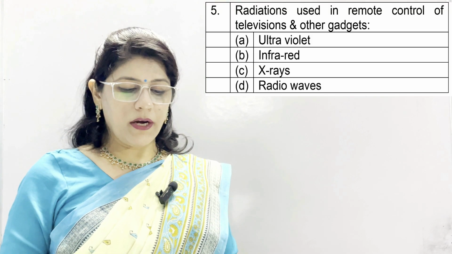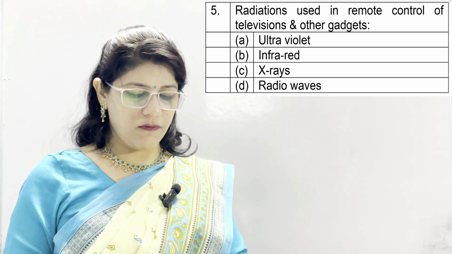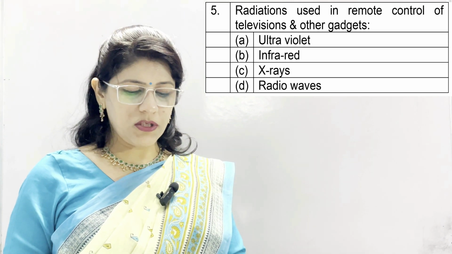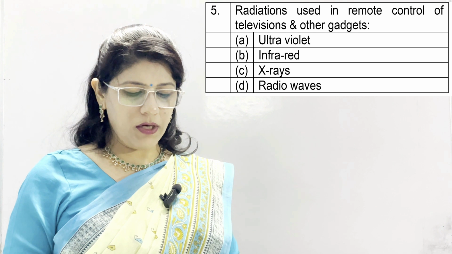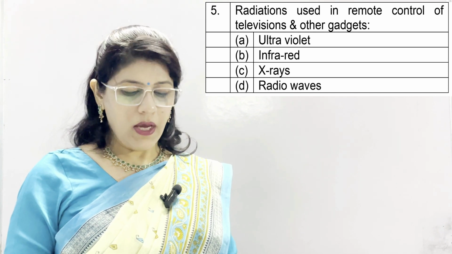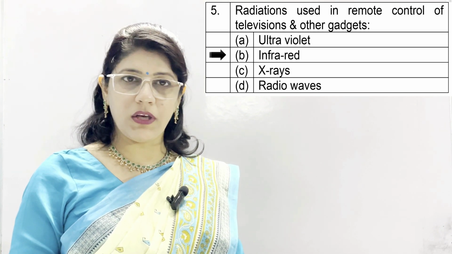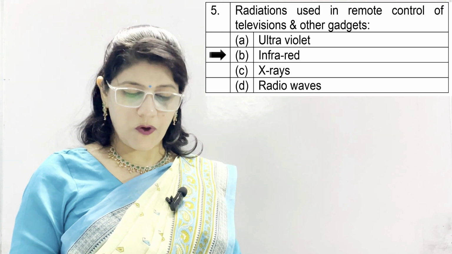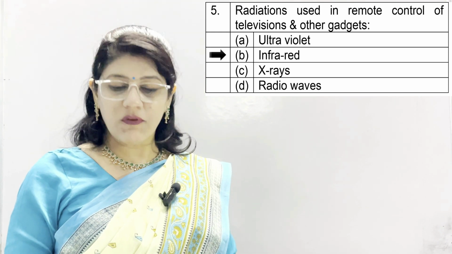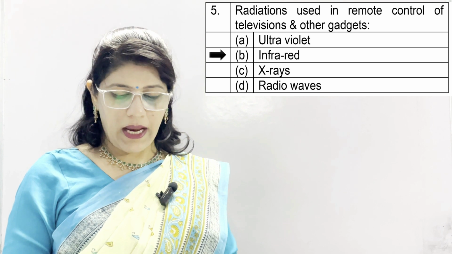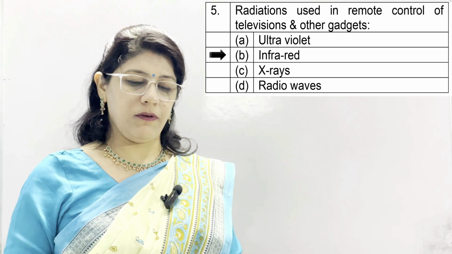Question number 5. Radiations used in remote control of televisions and other gadgets. Options given are ultraviolet, infrared, X-ray and radio waves. And the correct answer is option number B, which is infrared radiations, because they travel in straight line with the speed equal to speed of light and can be easily detected by TV.